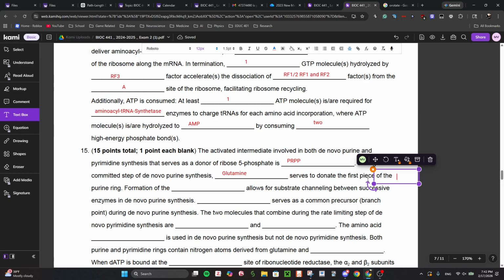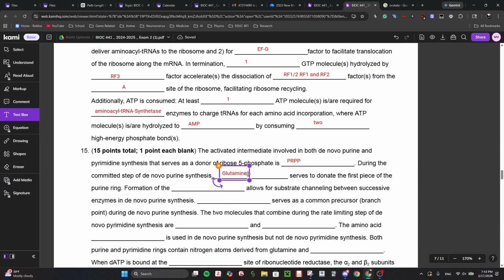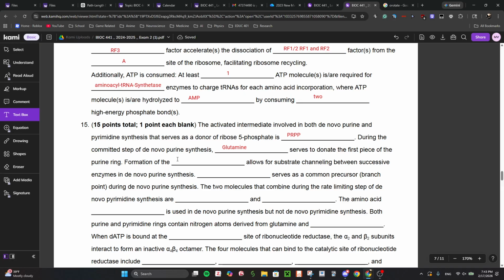I think, is it aminotransferase? I can't remember. I'm trying to remember if it's aminotransferase or synthetase. I think it's transferase. I think it's transferase for the first step. Yes, sorry, it's an amidotransferase. Yeah, it's glutamine PRPP amidotransferase. That is the committed step for purine synthesis. Did you do this in exam one? I guess it could show up again. You never know.